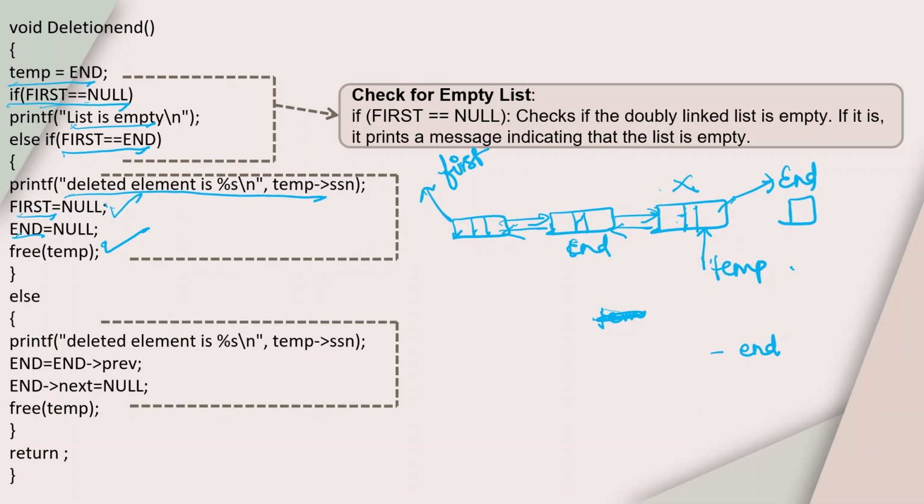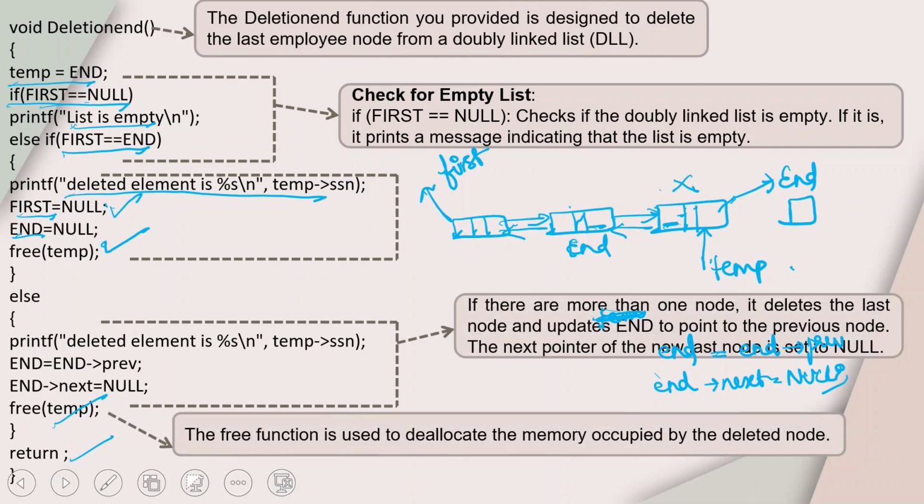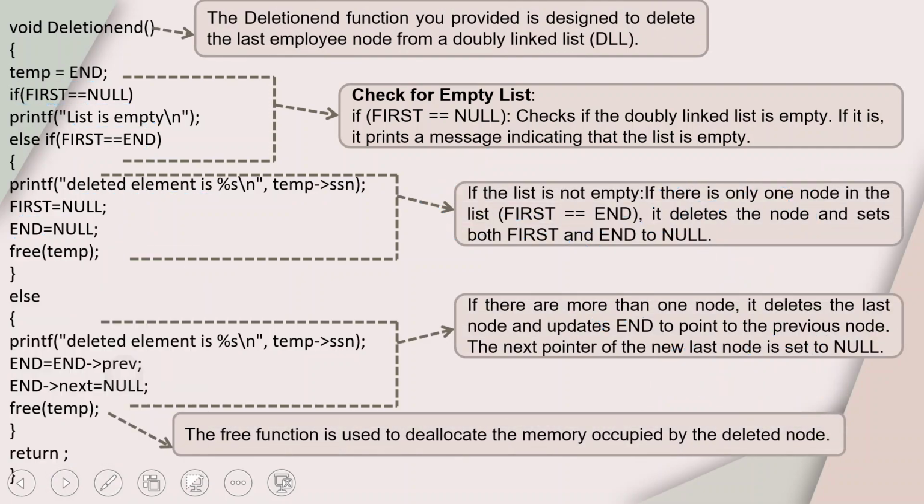Okay. So end of previous, wherever it was pointing to. End of previous means this part. Wherever that was pointing to, make that the new end. And can you figure out the last one now? End of next will be containing null. And free temp. Return. Okay. That is how it works. Let me erase so that you can go through the information.